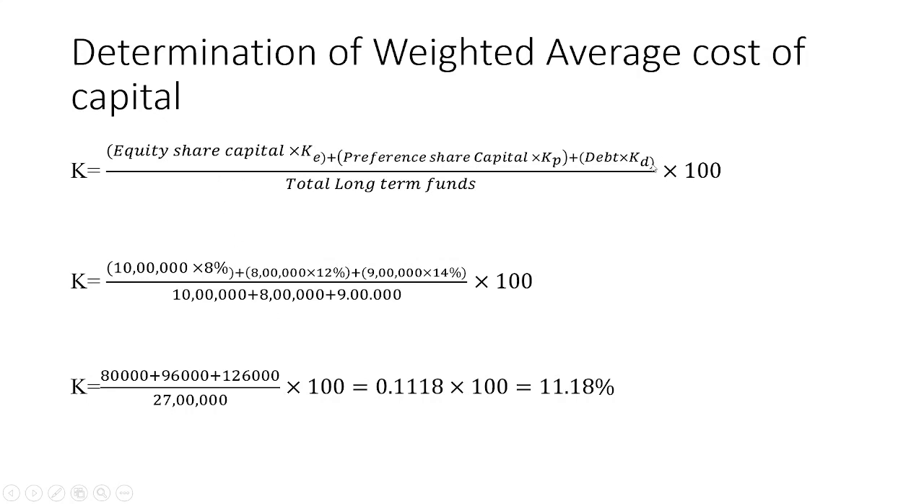So, in this we have calculated the overall cost of capital by using the cost of equity, cost of preference and cost of debt, multiplying it with the weights. So, equity share capital multiplied with cost of equity plus preference share capital multiplied with the cost of preference and debt multiplied with the cost of debt divided by total long-term funds into 100 will give us the overall cost of capital.